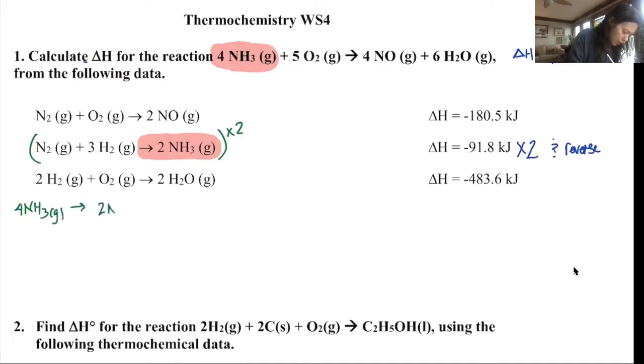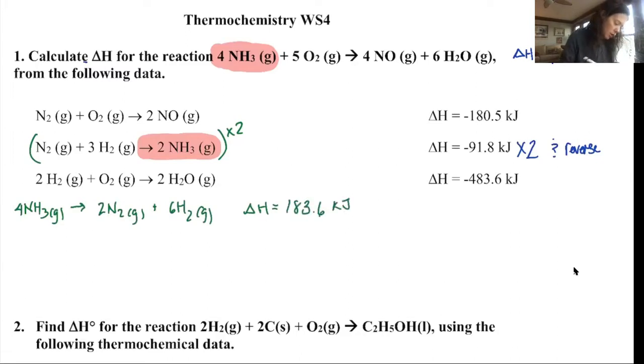Producing 2 nitrogen gases and 6 hydrogen gases. I will need to get my new delta H because it was flipped. It's no longer negative, it's positive. And because it was multiplied by 2, it's 91.8 times 2. We should be able to do that in our head. 183.6. And that is positive. And that is kilojoules for this reaction as written.